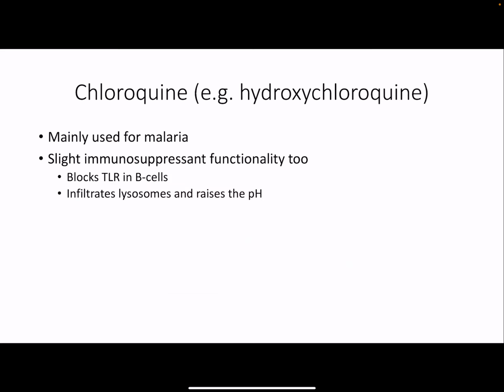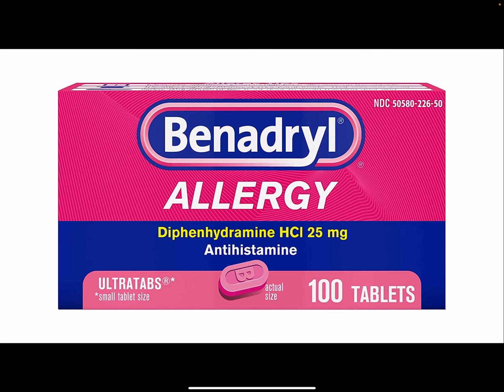Last but not least, the chloroquines, mainly hydroxychloroquine, is usually used for malaria, but it has a little bit of an immunosuppressant effect too. It will block the toll-like receptors in the B cells. Also, lysosomes are supposed to be really acidic, and it'll get into the immune cells specifically and raise the pH of the lysosomes, which obviously, if you're a phagocyte and you try to fuse your phagosome with your lysosome, is not going to be very effective.